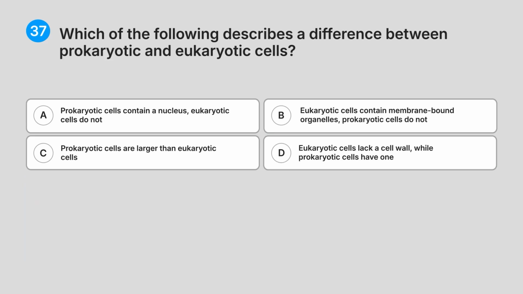37. Which of the following describes a difference between prokaryotic and eukaryotic cells? A. Prokaryotic cells contain a nucleus. Eukaryotic cells do not. B. Eukaryotic cells contain membrane-bound organelles. Prokaryotic cells do not. C. Prokaryotic cells are larger than eukaryotic cells. D. Eukaryotic cells lack a cell wall, while prokaryotic cells have one. Do you know the answer?